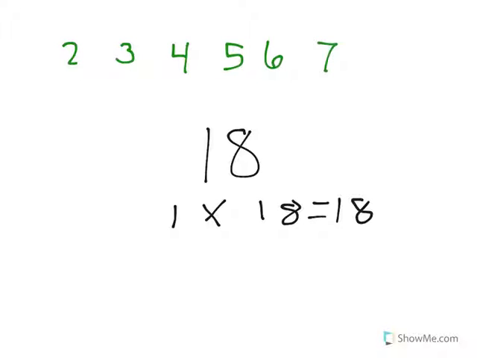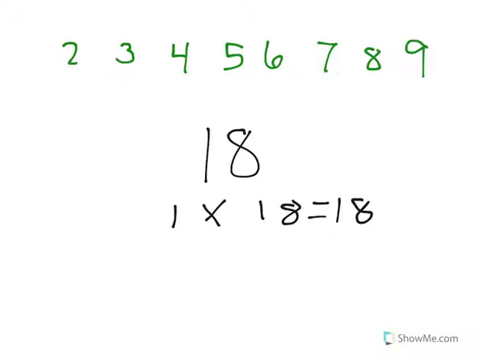Let's look at 18. I want you to think about the factors of 18. What would be the easiest set of factors to start with? That's correct. 1 times 18 equals 18. Now, let's make our number line. 2, 3, 4, 5, 6, 7, 8, 9.